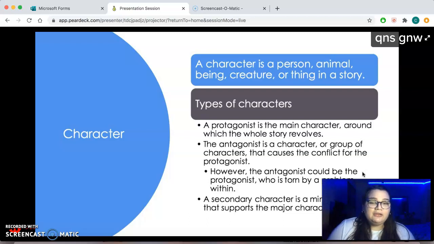Remember that you can be an antagonist, so be the bad character or whatever, and still be the protagonist. So the story can still be about you, and the whole story can revolve around you, even if you're not a good guy or a good person in the character. So then we have secondary characters, which are our minor characters that support the major characters.